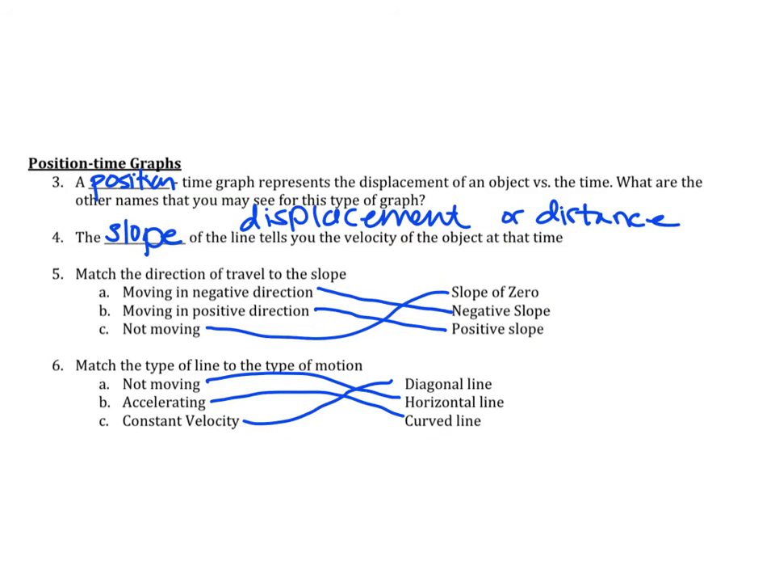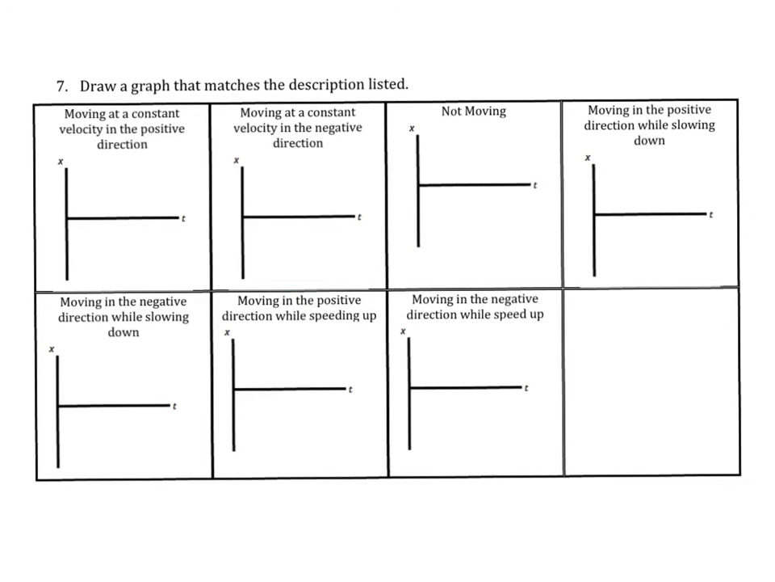Now let's sketch out some of those scenarios. The first one here, moving at a constant velocity in the positive direction. We know constant velocity is going to be diagonal and positive direction is going to need to go up. So our line can be a diagonal line going up. Technically speaking, it could be underneath the graph, or going through the x-axis rather. But we just need a diagonal line that is sloping upwards.